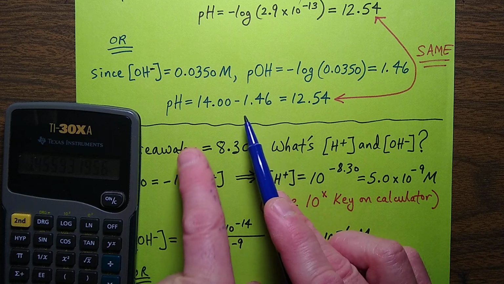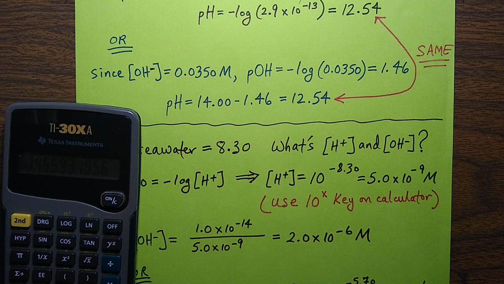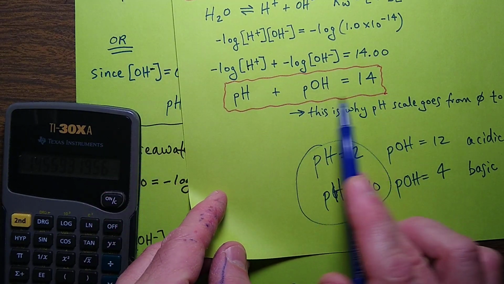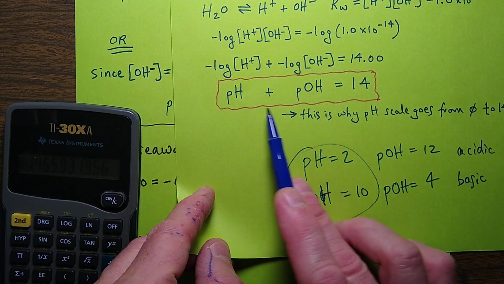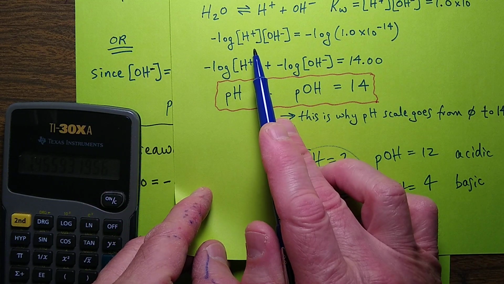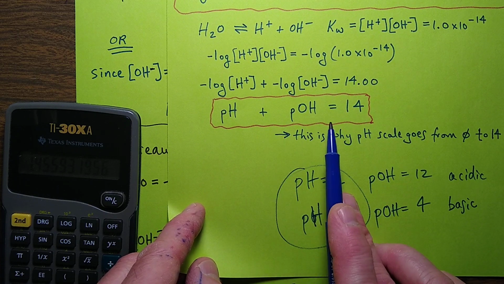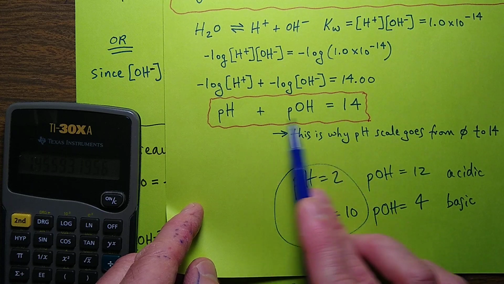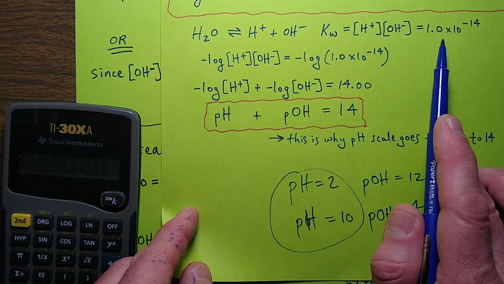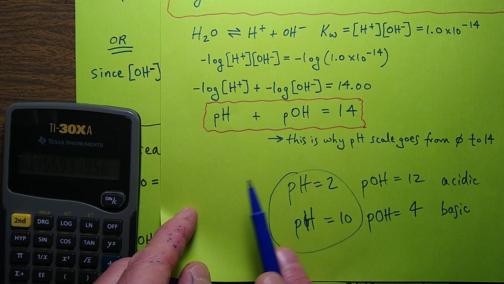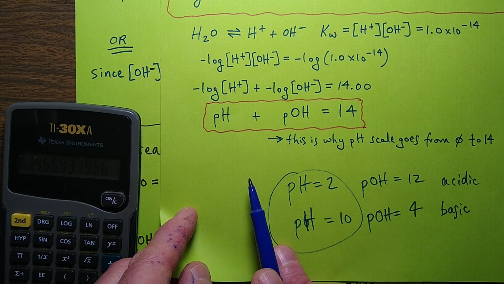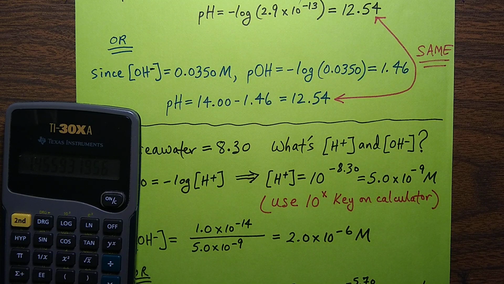I know that pOH and pH always add up to 14. I know this is always true. This is just another way of saying this. This is exactly the same as that. This is the logarithmic form of that. So whichever one you prefer to use doesn't matter to me. You'll get the same answer.